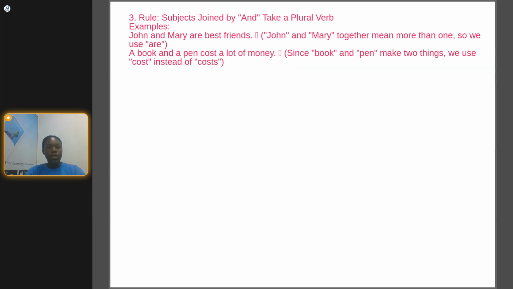All right. So it says subject joined by and take a plural verb. Now, John and Mary are best friends. John is a subject in the sentence. Mary is a subject in the sentence. Now, John and Mary means two people. Okay, it means more than one person. And then if it is more than one person, then you are using the verb are.